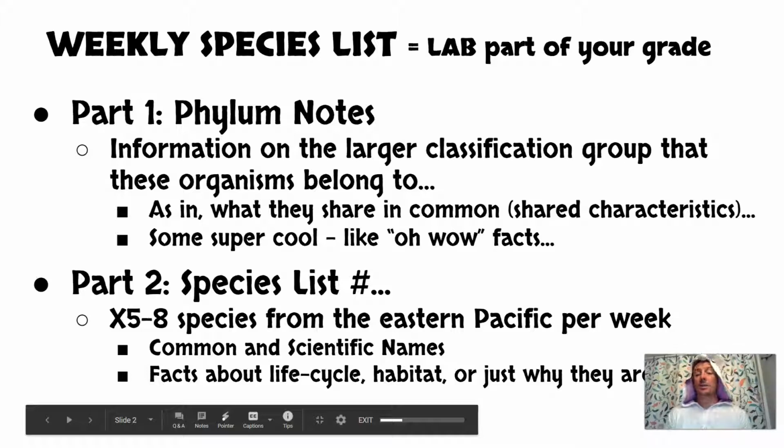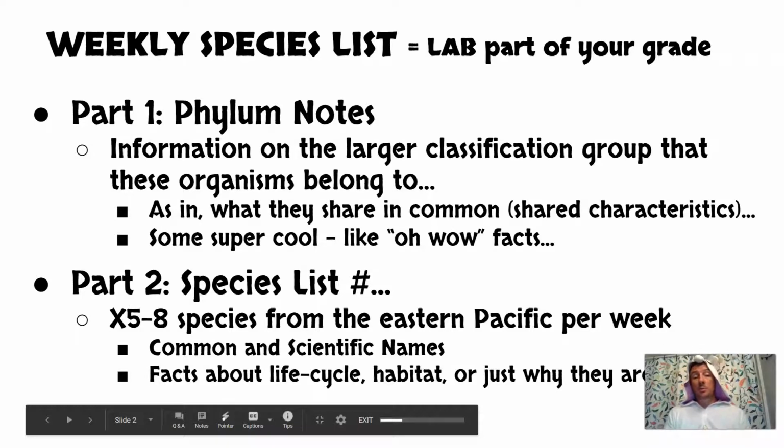And you're going to have to learn some shared characteristics. In other words, what are some characteristics that belong to this entire group? There are also some cool facts I throw in there, some oh wow facts, something that stands out to you as being interesting or cool. We'll do that each week with each group that we go through. Next week will be, I believe, the cnidarians, which are anemones, corals, jellyfish, all of those, and they all have some characteristics in common that you're going to need to learn.